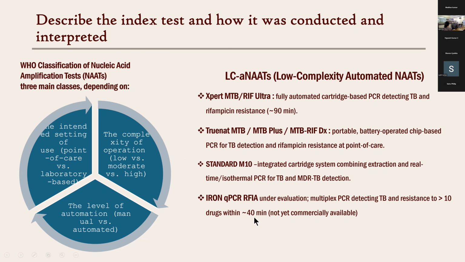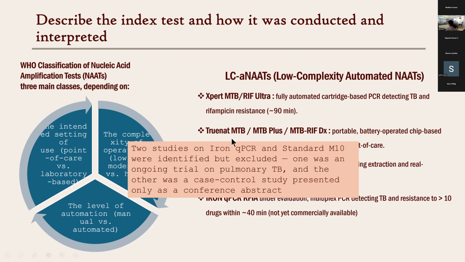This is actually not yet commercially available. It's only under evaluation. But it actually gives you resistance for up to 10 drugs. So when it does come, that will be a great test. Only 2 studies were done on this Iron qPCR and Standard M10. One was an ongoing trial on pulmonary TB, and the other was a case control. So they were not excluded. And there were only 3 in the TrueNat category.